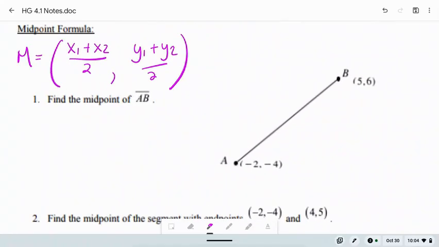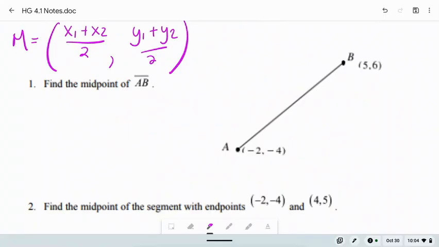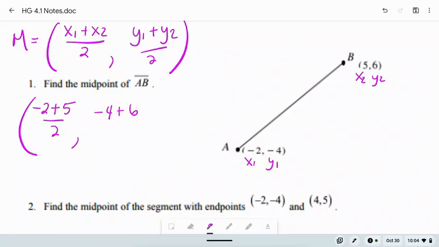The first example says to find the midpoint of segment AB, and they give you the coordinates of A and the coordinates of B. So I'm going to call A my x1, y1, and then B my x2, y2. To find the midpoint of AB, I'm going to start by adding the x coordinates together. So -2 plus 5, and then divide that by 2. And then add the y coordinates together. So -4 plus 6, and divide that by 2.